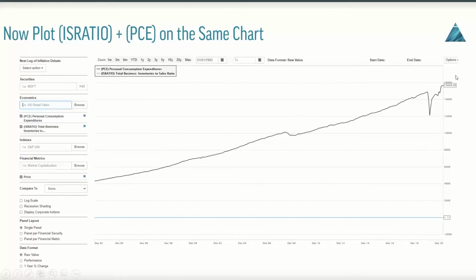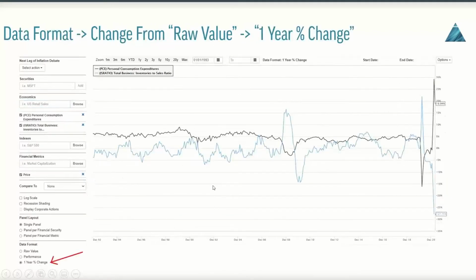What you have to do, and you'll notice that part of the culprit here is scaling. In other words, that 1.2 on the total business inventories to sales here is literally just a flat line because of the scaling. What you need to do is transform the data. So down here under data formats, just literally click on the radio button for 1 year percent change. And when you do that, this chart will literally just jump to life, and you will see there are some amazing trends and relationships playing out here.